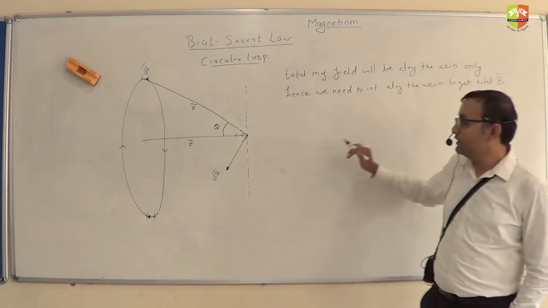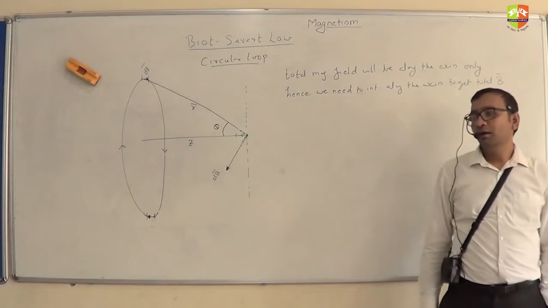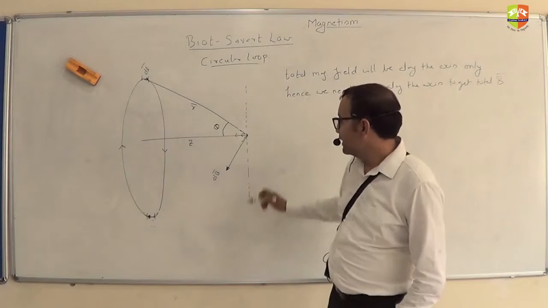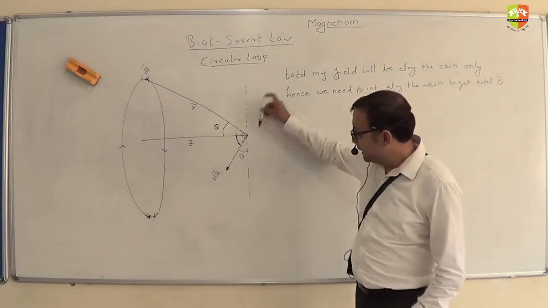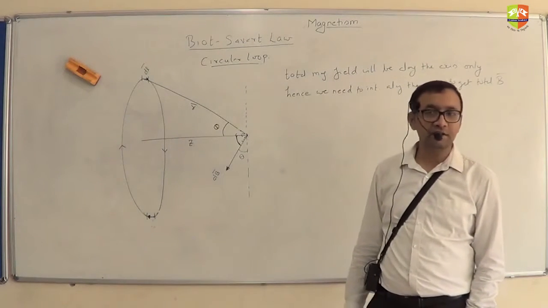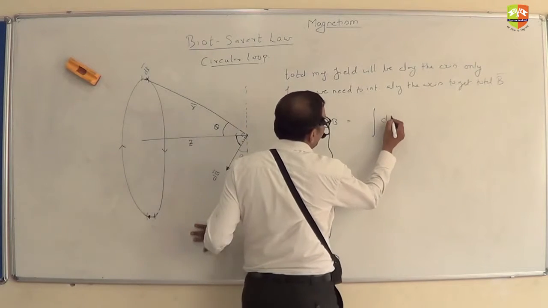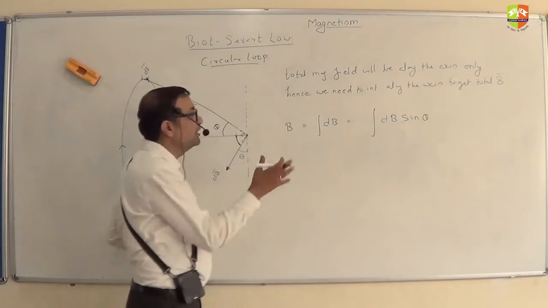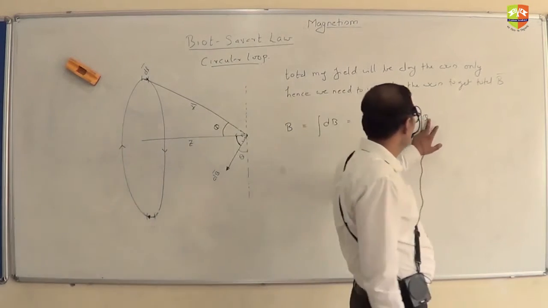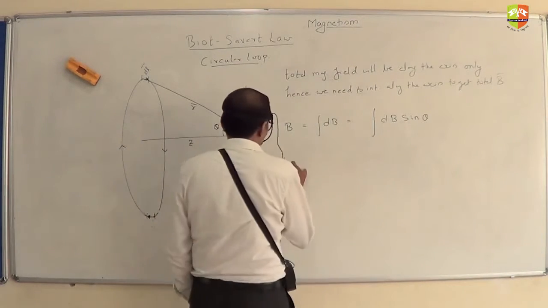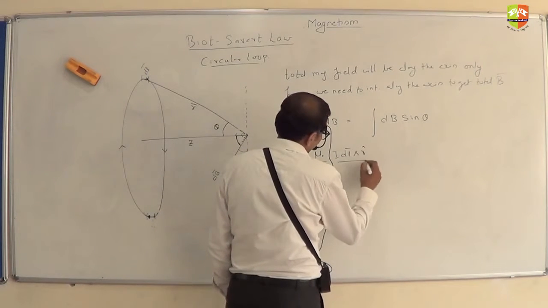Anyways, so what is the component of dB along the line? Basically, the total magnetic field, which is the integral of dB, is nothing but the integral of dB sin theta itself, because the integral of dB cos theta, which is the component in this direction, is 0. Now, according to the Biot-Savart law, dB is mu naught by 4 pi, I dl cross r vector, divided by r square.